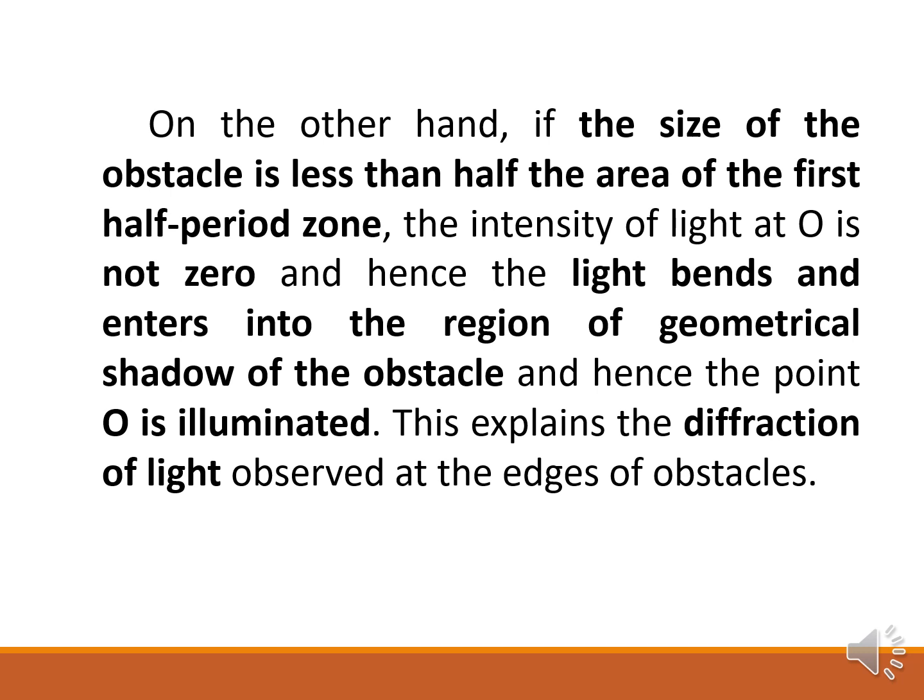On the other hand, if the size of the obstacle is less than half of the area of the first half period zone, the intensity of the light at O is not zero, and hence the light bends and enters into the region of shadow of the obstacle, and hence the point O is illuminated, which explains the diffraction of light observed at the edges of obstacles or apertures.